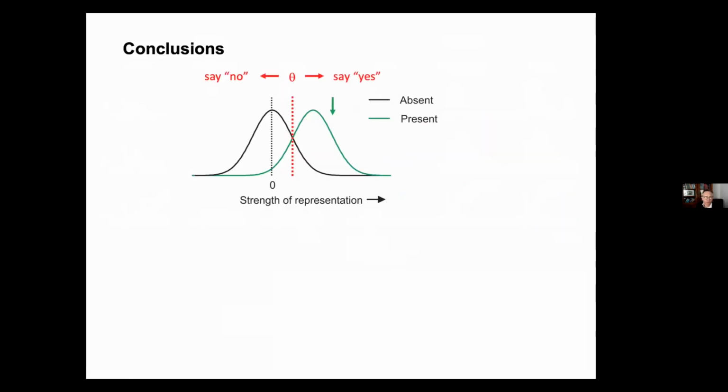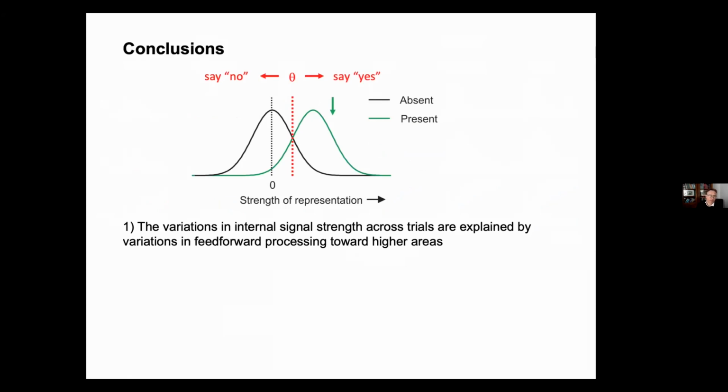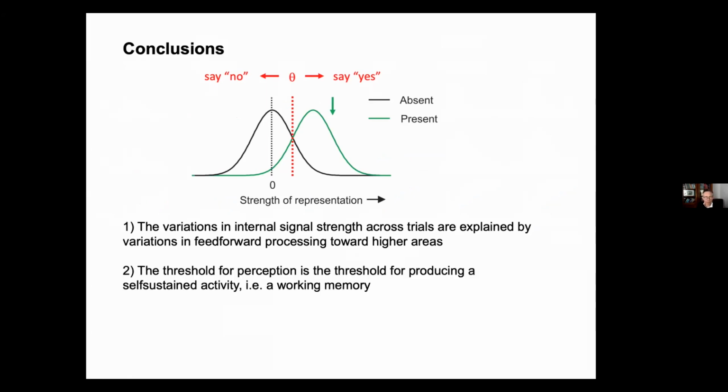So some conclusions here. I talked about signal detection theory, and I would like to now propose that the variation in internal signal strengths, basically the width of this distribution, reflects the variation in feed-forward processing. Then the threshold for perception is a threshold for producing this self-sustained activity. So basically the threshold for a stimulus to enter into working memory. And I think that's kind of evident that false alarms can be explained by these spontaneous ignitions.